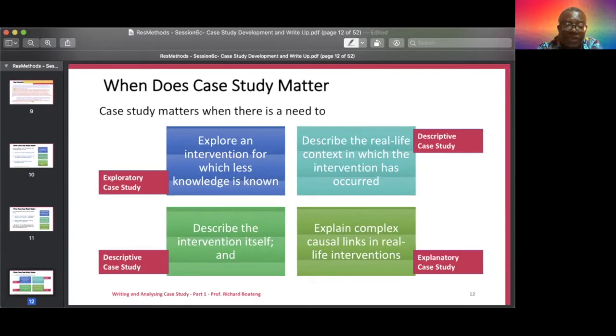So we can have three types of case studies. Exploratory case study, where we are exploring an intervention for which less knowledge is known. Descriptive case study, where we have some knowledge about it, but we want to describe how it occurred, or describe the phenomenon itself. Or we want to go beyond the description of the phenomenon to explain the causes of the phenomenon, or what caused it to happen.